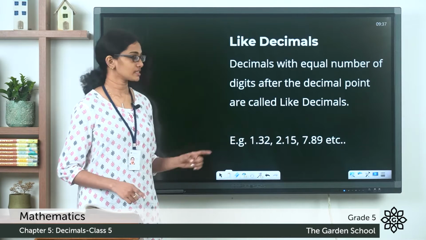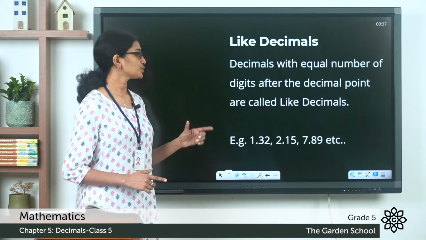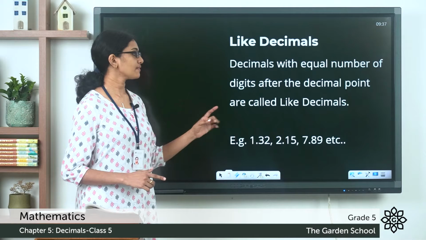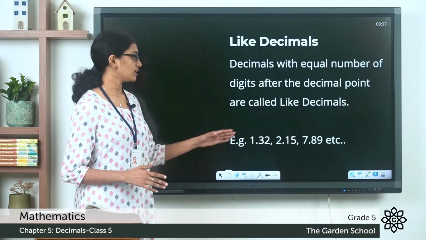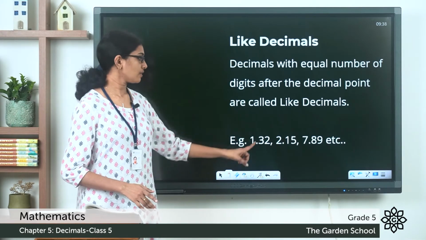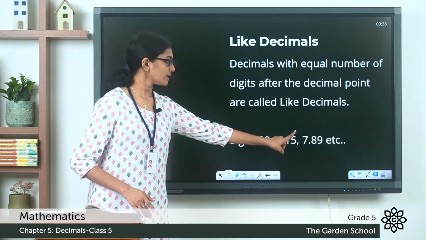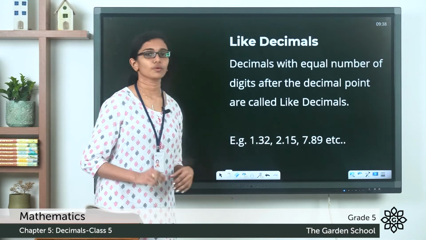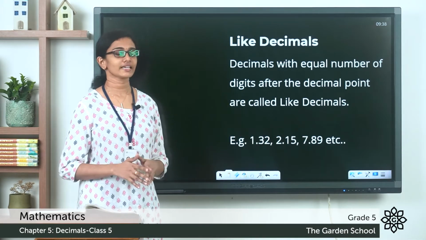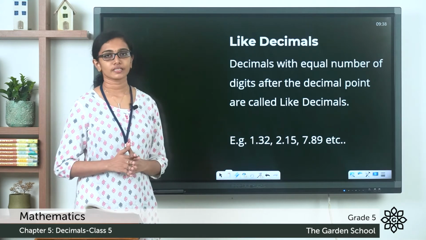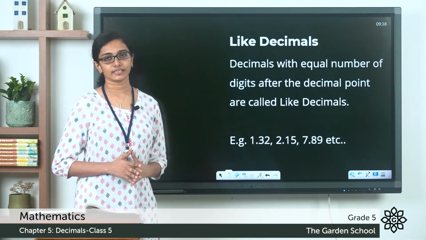The decimal numbers 1.32, 2.15, 7.89, etc. All these numbers have 2 digits after the decimal point. So such decimal numbers are called like decimals.